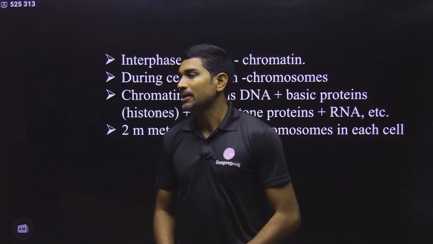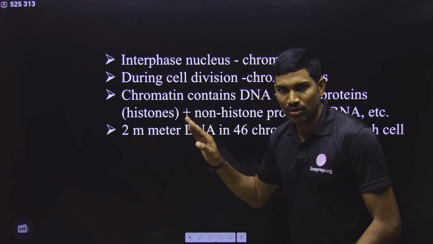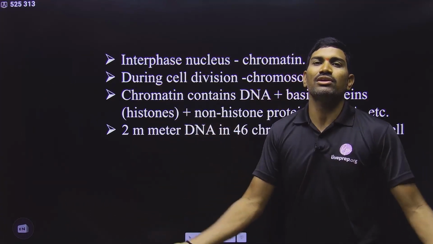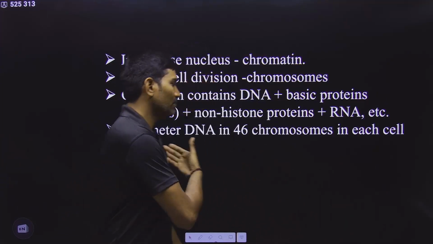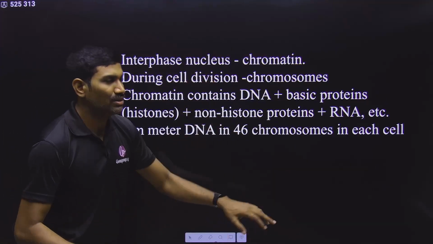But in NCERT, what did they say? Approximately 2 meter length of DNA is distributed into 46 chromosomes. What is the meaning of it? If you attach all the 46, you will get this 2 meter length of DNA. This is the meaning.